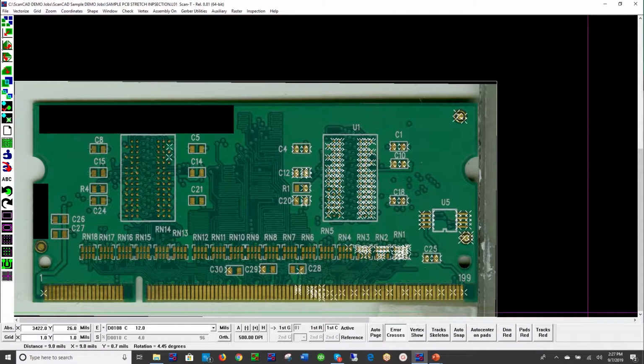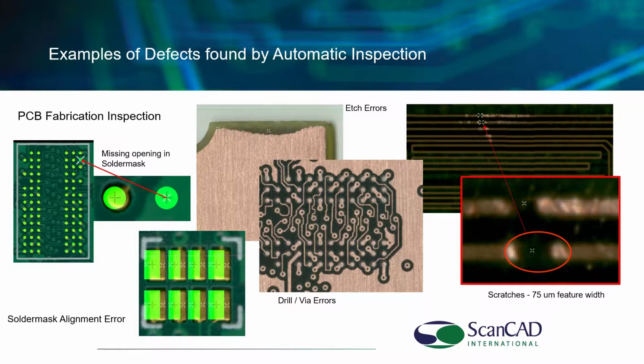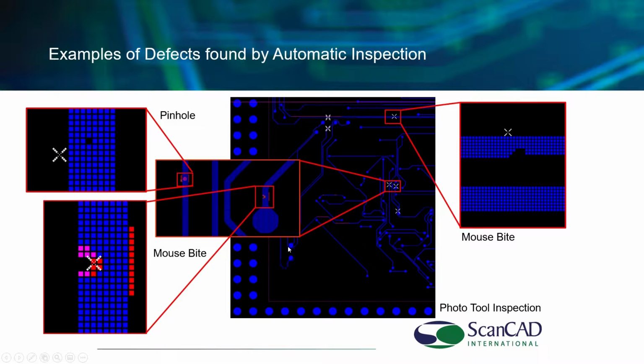Let me now go back to the PowerPoint presentation, and we'll move to the next slide, which is showing a film inspection. Now, when inspecting photo tools or films, typically we're looking for mouse bites, pinholes, or other kinds of defects. And typically photo tools are used to add value to future parts. So if the photo tool is damaged, you could be creating some very expensive mistakes down your production process.